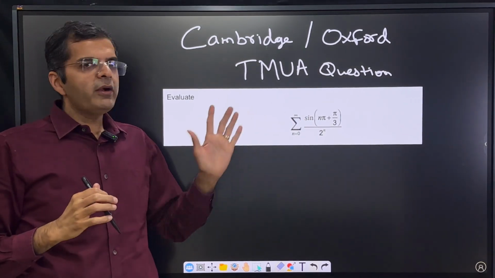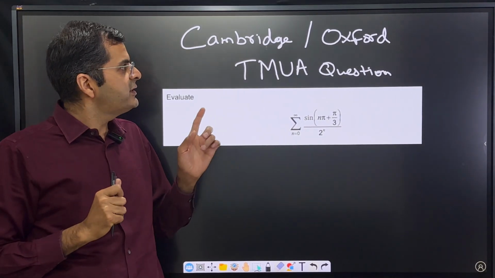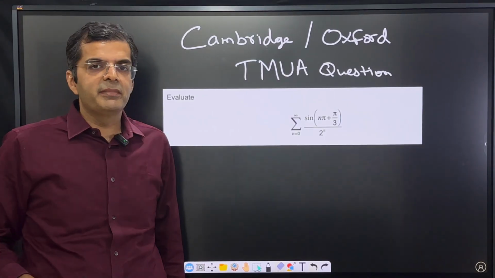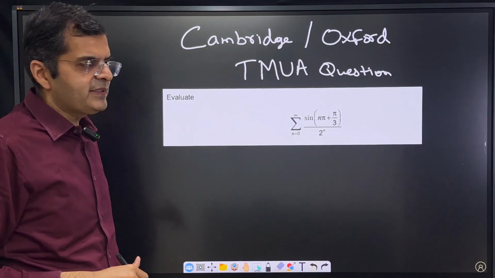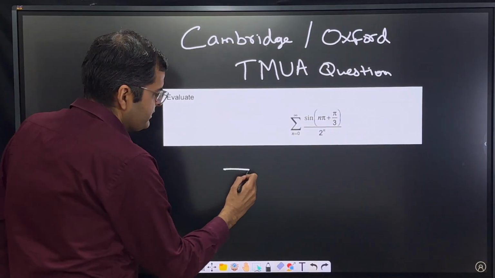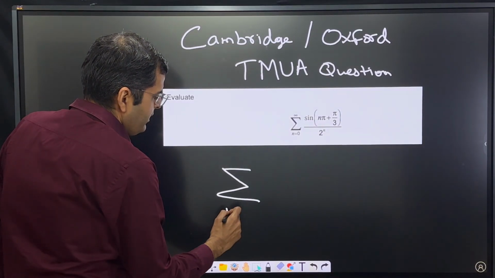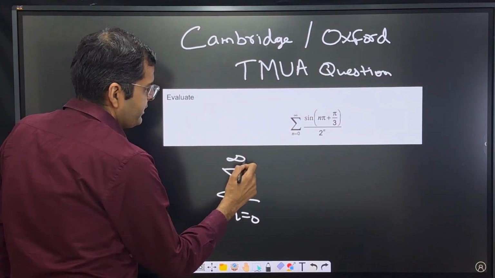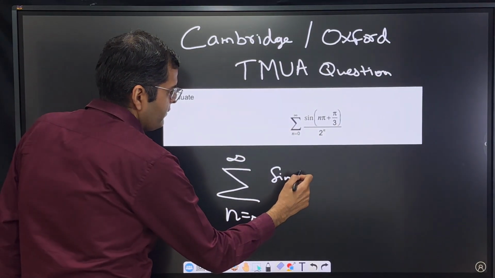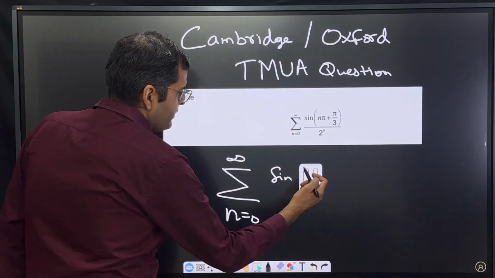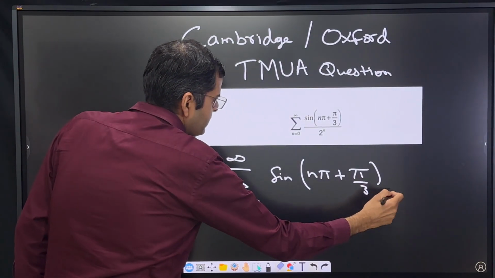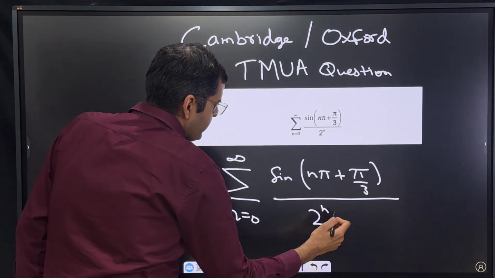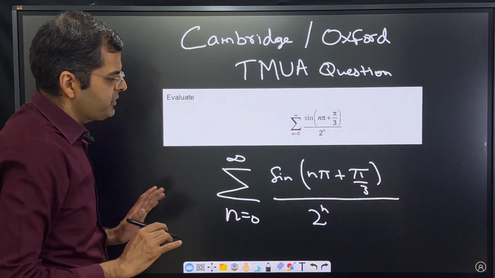So this is a TMUA question, which is actually an exam which you have to take if you want to get into Cambridge or Oxford University. The question says you have to evaluate this expression. What is this expression? This is the summation, n equal to 0 till infinity, of sine of (n pi plus pi by 3) whole divided by 2 raised to n. We have to evaluate this summation.